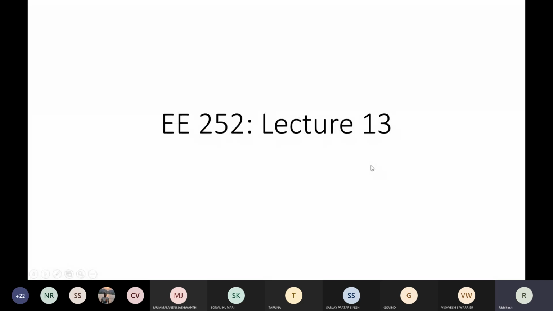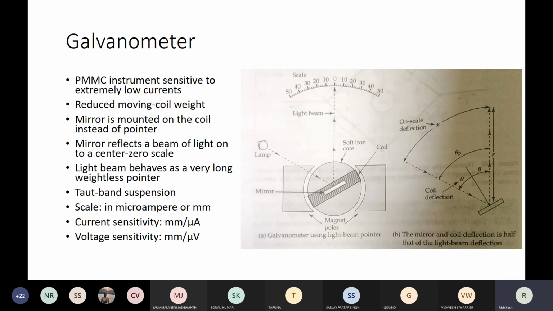In this lecture, we will be discussing the last topic of analog instruments, basically electromechanical instruments. In fact, I briefly mentioned the galvanometer in the previous lecture, which is nothing but a PMMC instrument.